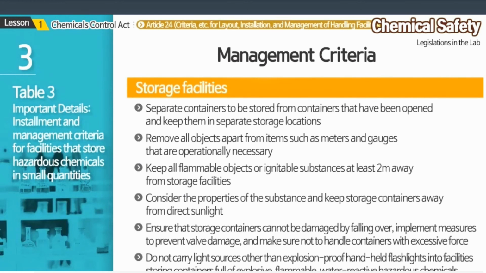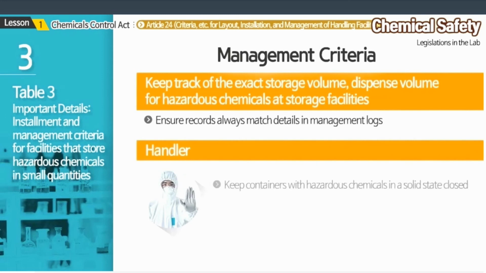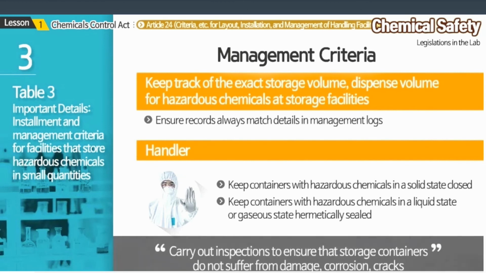flammable, water-reactive hazardous chemicals. Handlers must keep track of the exact storage volume and dispense volume for hazardous chemicals at storage facilities. Records must always match the information in management logs. Also, handlers must keep containers with hazardous chemicals in a solid state closed. Meanwhile, containers with hazardous chemicals in a liquid state or gaseous state must be kept hermetically sealed. Handlers must carry out inspections to ensure that these storage containers do not suffer from any damage, corrosion, or cracks.